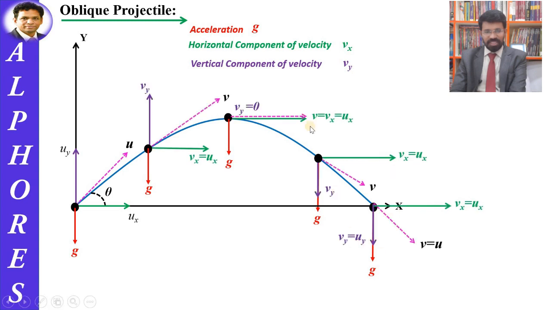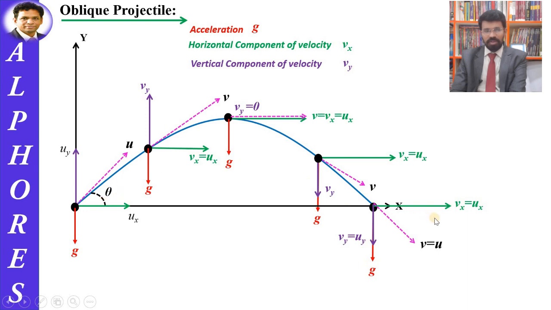At the maximum height, the vertical component of velocity is 0, and throughout the journey, the horizontal component remains constant, which is equal to ux everywhere. The scenario at the point of projection and at the point where it strikes the ground is almost similar, except the direction of the vertical component of velocity is reversed. Rest everything remains the same. g is in the downward direction, ux is the same, this is theta and this angle is also theta, this is u and this is also u. Here uy is in the upward direction, whereas here uy is in the downward direction. That's the only difference.